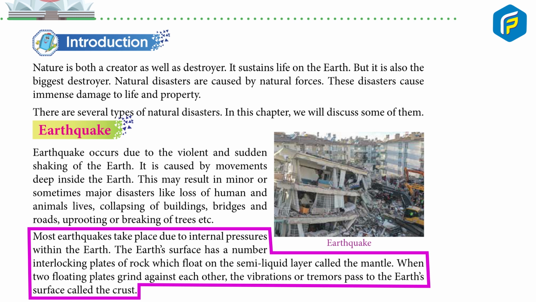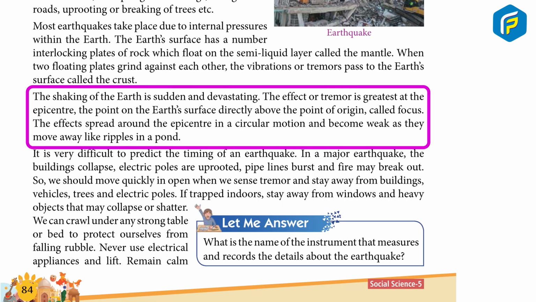Most earthquakes take place due to internal pressures within the earth. The earth's surface has a number of interlocking plates of rock which float on the semi-liquid layer called the mantle. When two floating plates grind against each other, the vibrations or tremors pass to the earth's surface called the crust. The shaking of the earth is sudden and devastating.